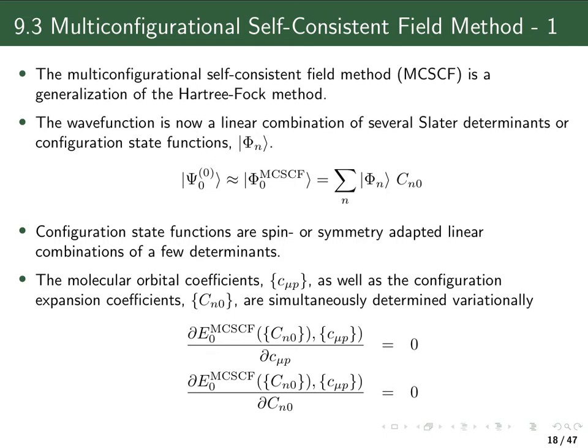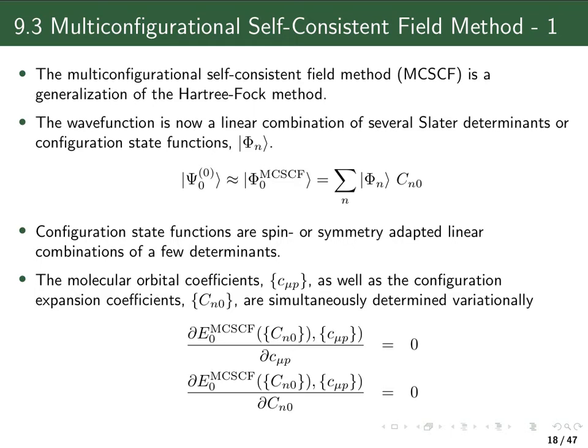finding the stationary point of the energy, meaning we take the derivatives of the MCSCF energy with respect to all the molecular orbital coefficients and the derivatives of the MCSCF energy with respect to all the configuration state function or determinant coefficients, and set these derivatives to 0. This leads then to a large set of equations which one has to solve in order to obtain these coefficients.